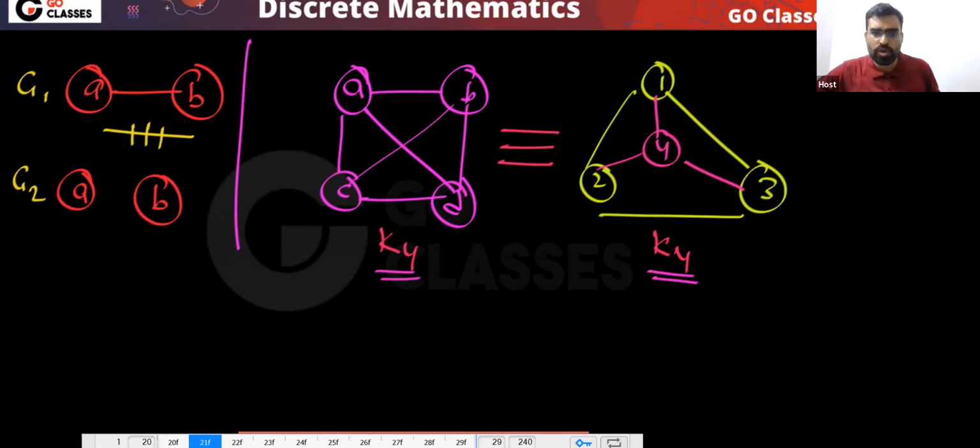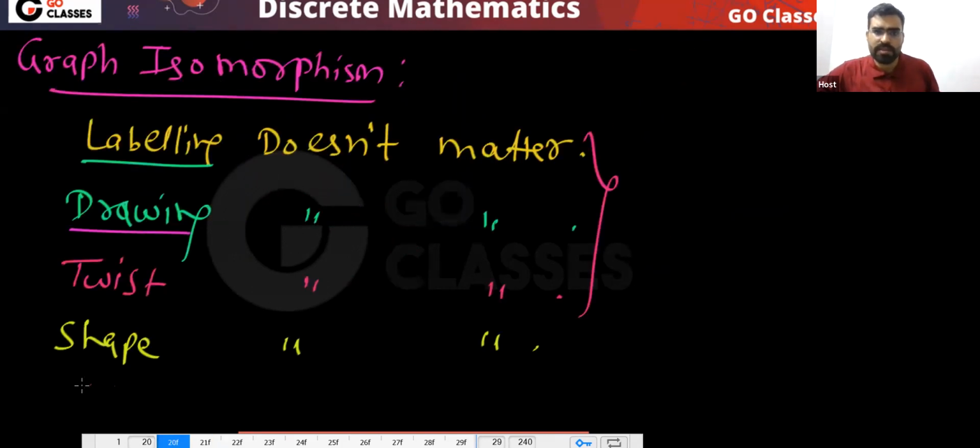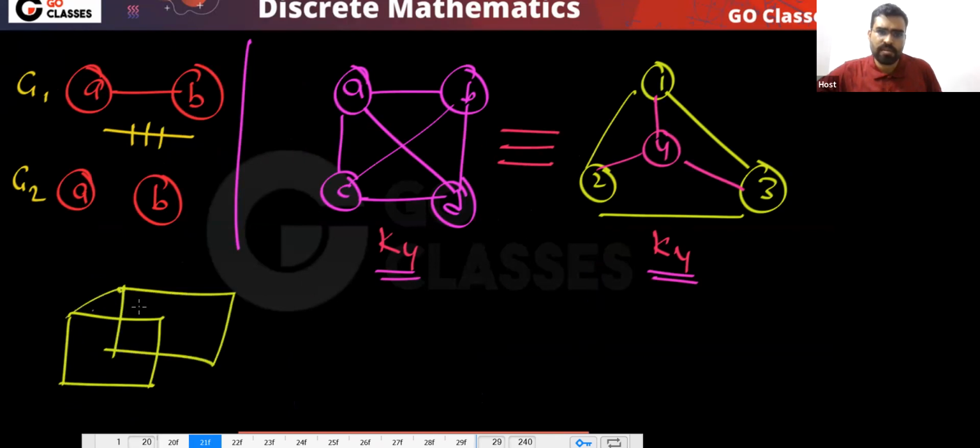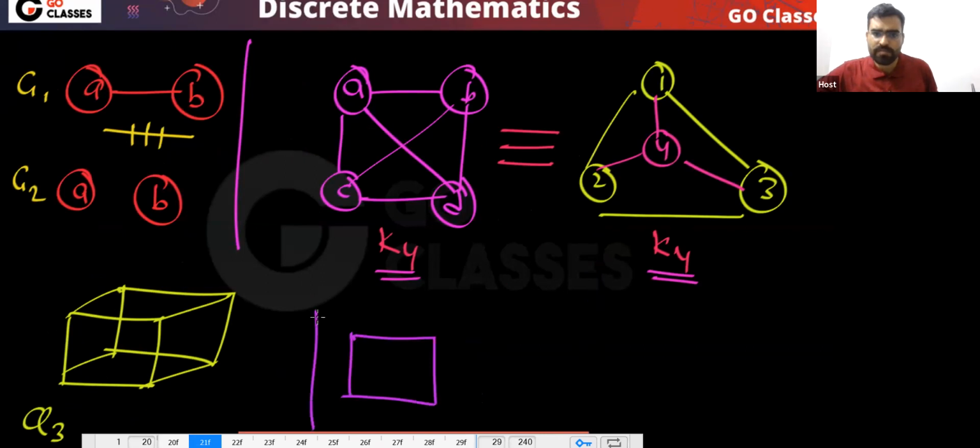Ultimately, the design does not matter. The drawing does not matter. But ultimately, this is K4 and this is also K4. These two are the same. Now let's see one more example. Can anyone tell me which graph this is? This graph is your Q3. This is your Q3 graph. Now, are these two graphs isomorphic?